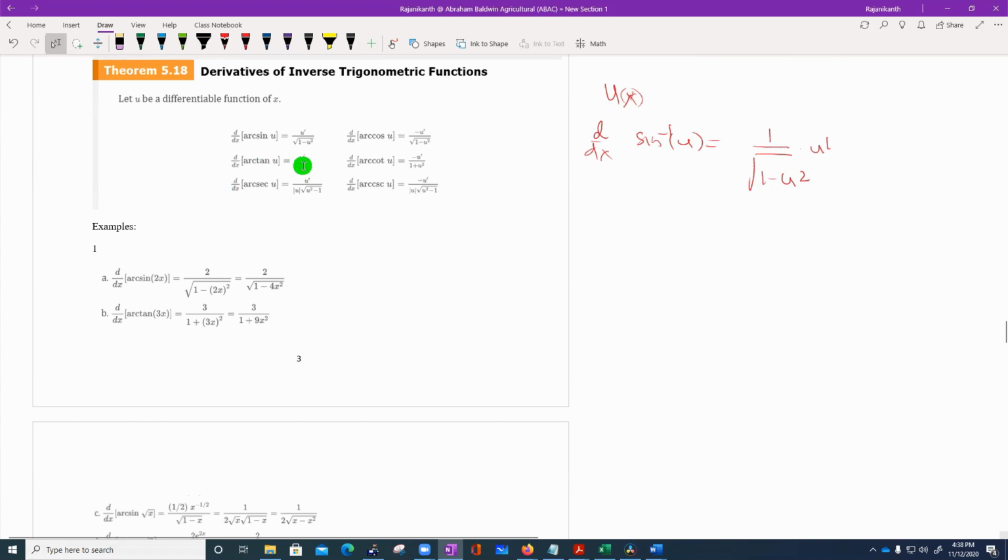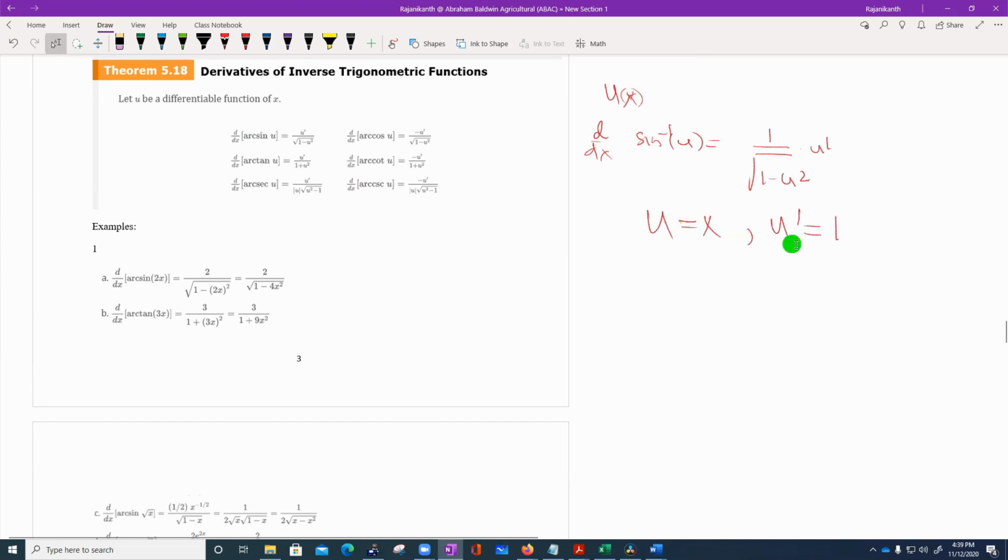Arctan derivative is u prime over 1 plus u squared. Arc cotangent u is again the negative of tangent. Arcsecant is u prime over absolute u times the square root of u squared minus 1. This is all if u is a function of x. If you replace u by x, you could rewrite all the formulas in terms of only x. If u is x, then what is u prime? u prime is simply 1.